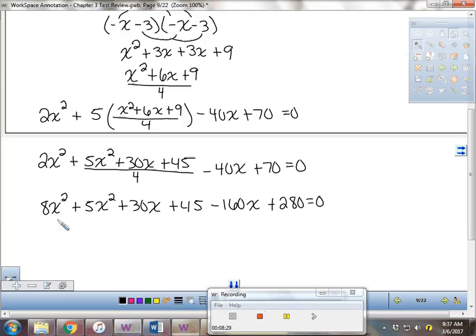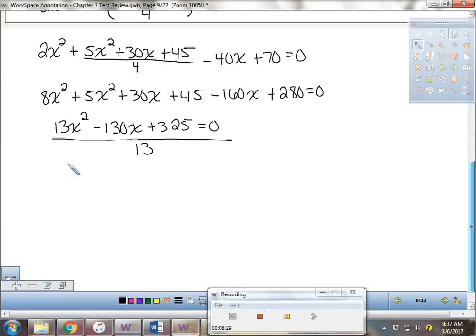So combine your like terms. You got 8x squared and 5x squared. That would give you 13x squared. 30x and negative 160x is negative 130x. And 45 and 280 would give you 325. All of this will divide by 13. So that would give you x squared minus 10x plus 25 equals 0. Now we're ready to factor.